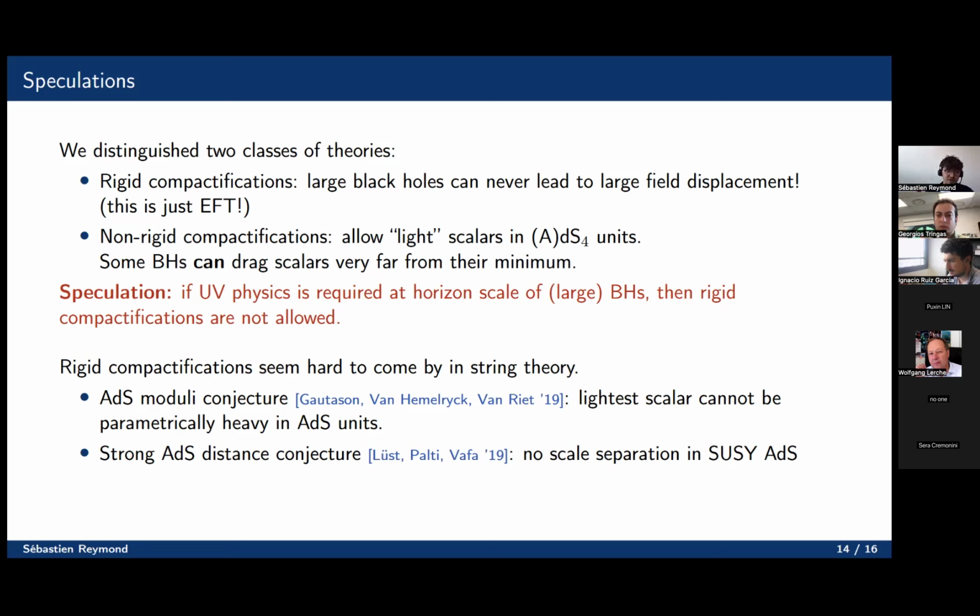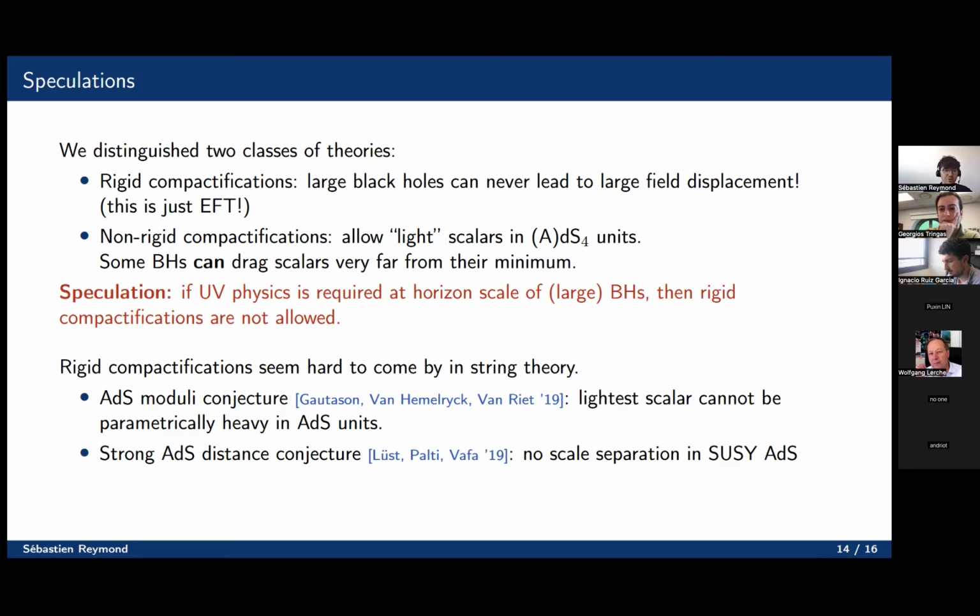So the first conjecture that goes in favor of this is this ADS moduli conjecture by Gautason, Van Hamelrijk, and Van Riet that says that the lightest scalar in this ADS vacuum cannot be parametrically heavy in ADS units. So that already goes against the second definition of what I call rigid compactifications. The second conjecture is the strong ADS distance conjecture that states that there's just no scale separation possible in SUSY ADS. Of course, the DGKT example I was talking about before is a counterexample to this conjecture, but of course, as you know, it's debated. So we stay agnostic. We just say if you would have such a compactification, such a scenario, then this is what we find.